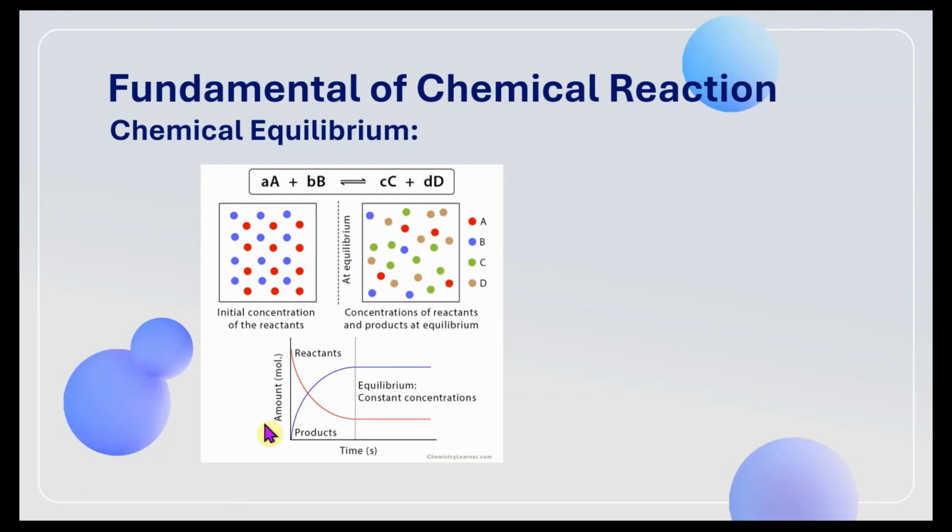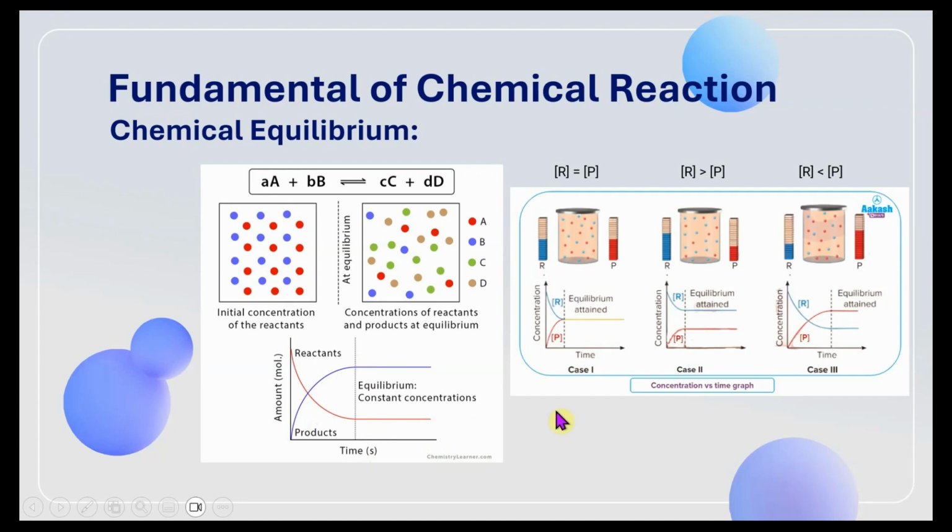You can see these diagrams, which show that the concentration or amount of reactants is reduced and the concentration of product is increased. And at a specific time, which shows the equilibrium, the amount of reactant and product will not change with increasing time. This is the diagram, but based on different reactions, the concentrations of reactant and product will be different.